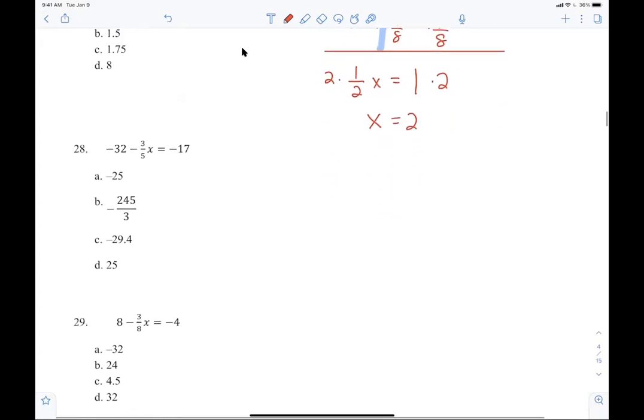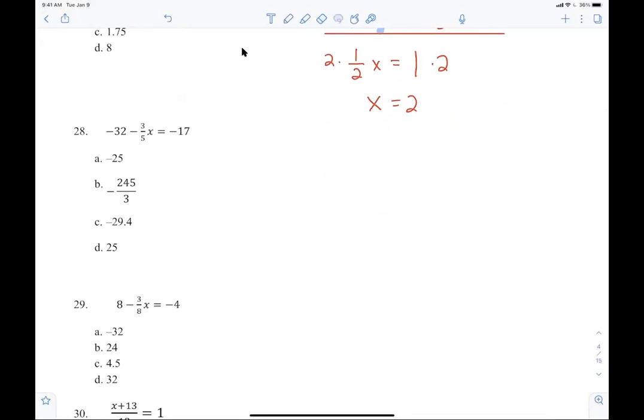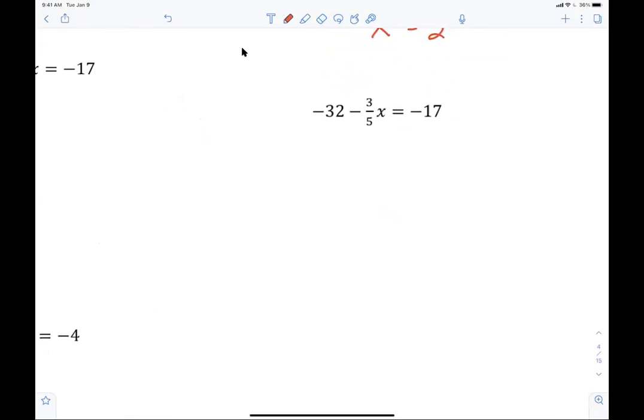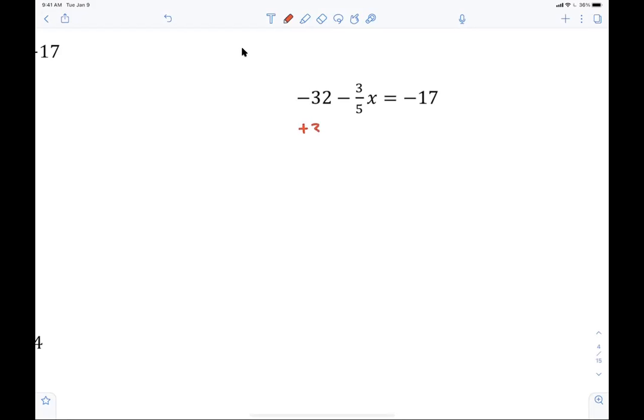All right, here we go. 28. Now this one's an ugly fraction problem. So here we go. Everybody's paying attention. So the first thing I need to do here is to what? Someone tell me. Add 32. So these guys cancel. -3/5 x equals 15.